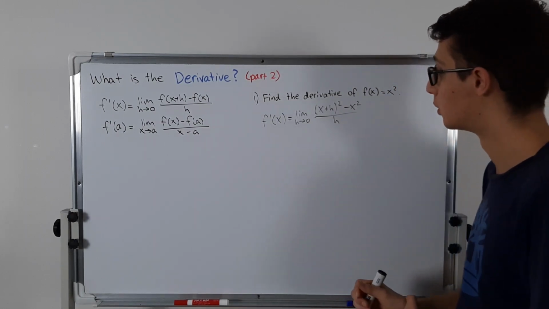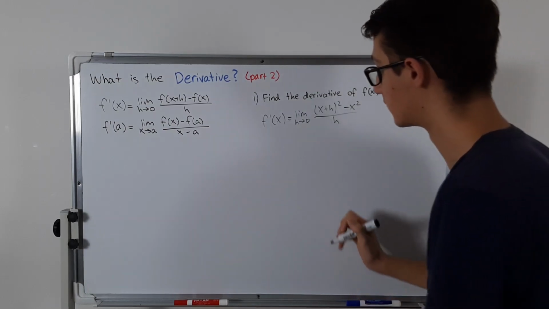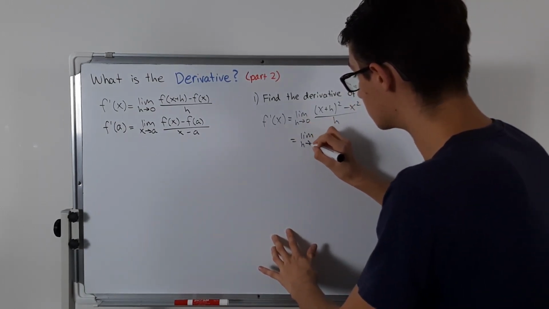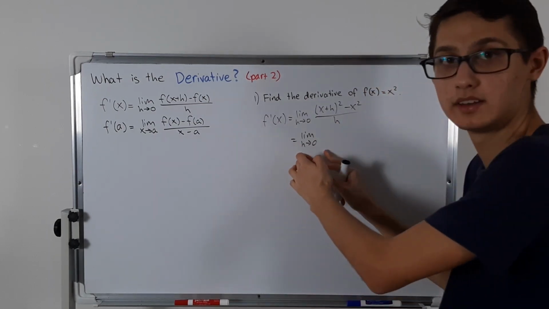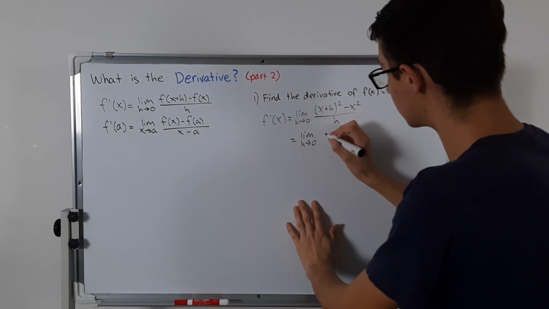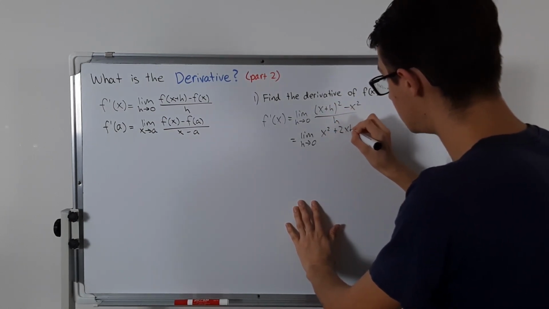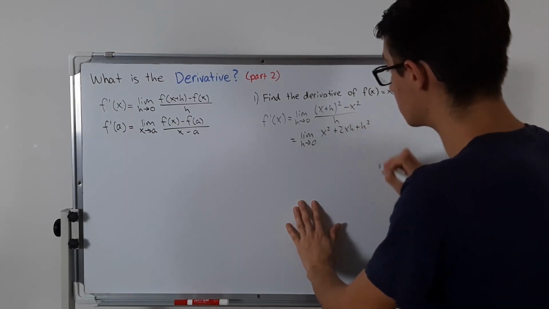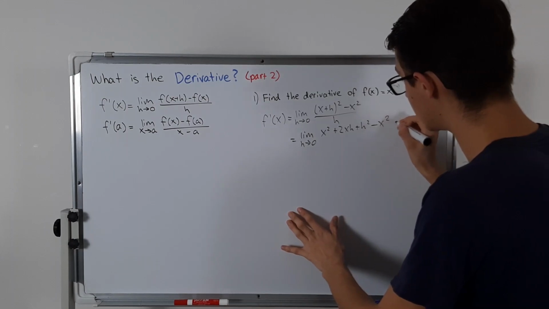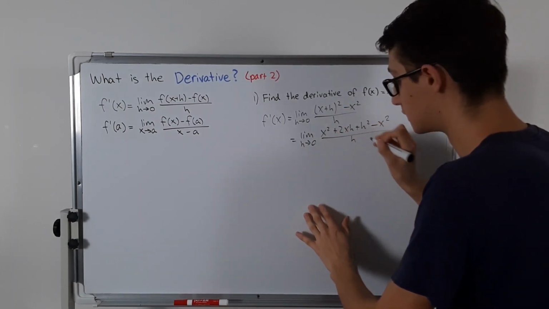Okay, so what we can do here is expand this x plus h squared out. Before I do that, let me just write down again, limit as h approaches 0. Always keep that until the last step. So now we're going to expand this. This is going to be x squared plus 2xh plus h squared, and then we're going to do minus x squared, because that just follows from here, and then all divided by h.